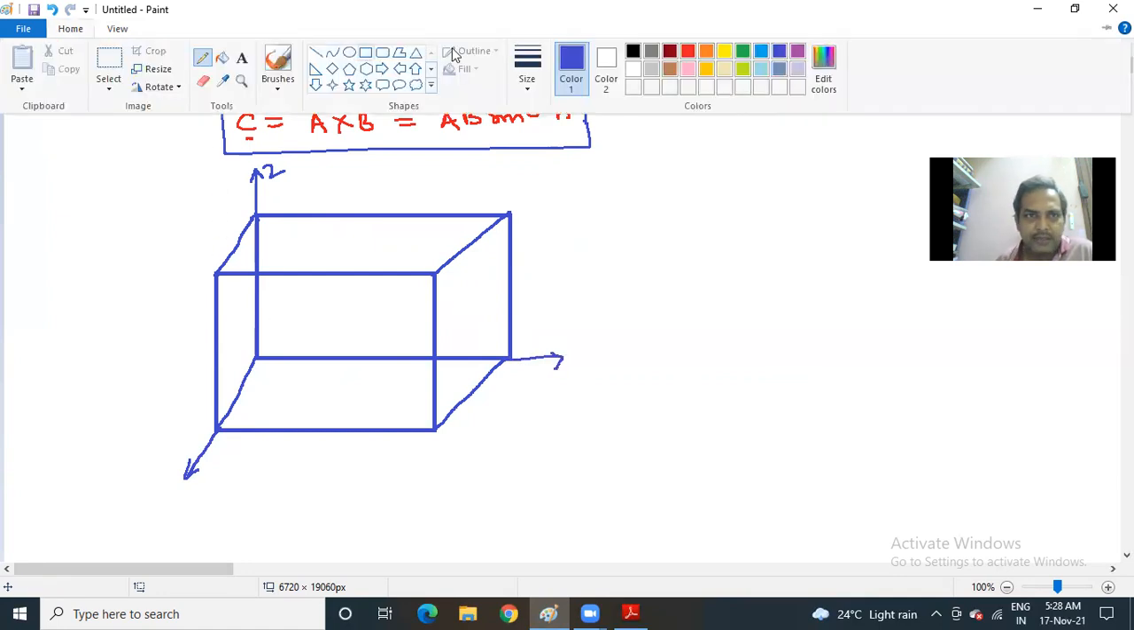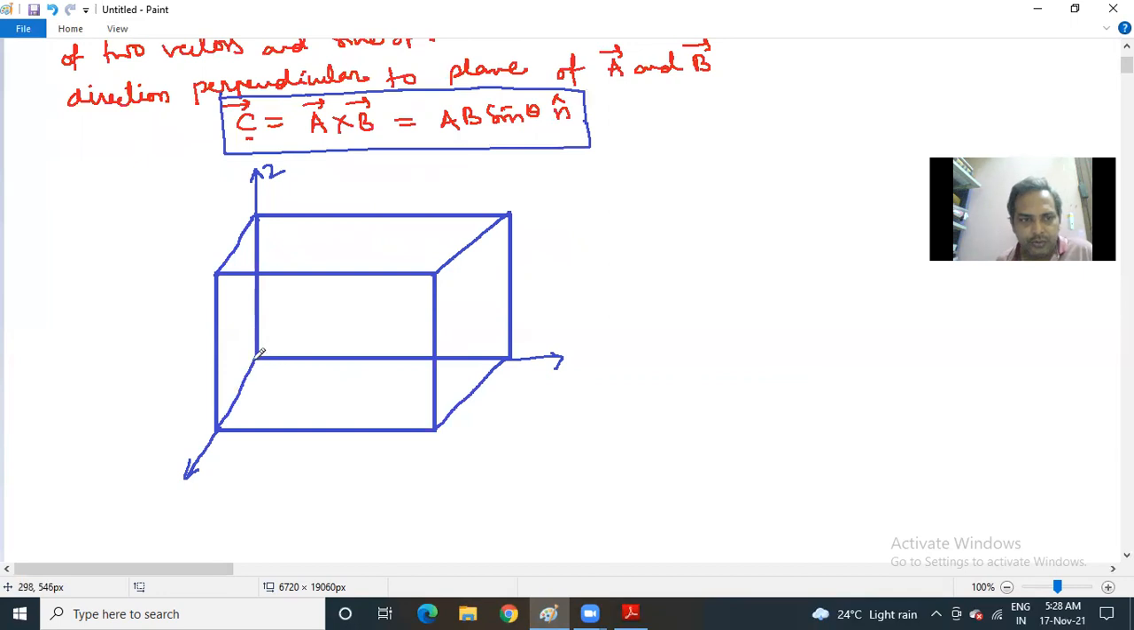So two vectors A and B, how to imagine them? Just take this is vector A, this is vector B. So the x and y plane contains the two vectors A and B. Right now, I took the example of these two acting at an angle of 90. In which direction will the resultant be? Resultant will be along the z direction. So you can understand like this.